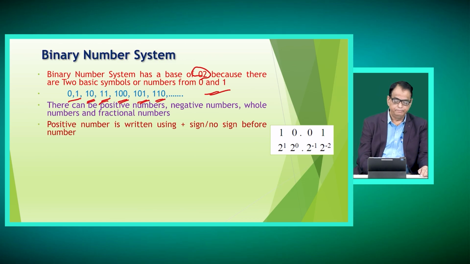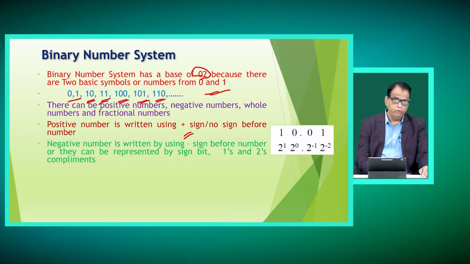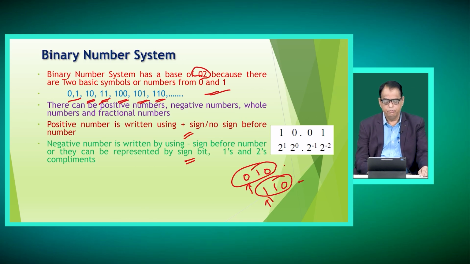Whenever we want to write a positive number, we can use a plus sign or no sign. Whenever we want to write a negative number, we can use a minus sign. It is also possible that a negative binary number can be represented by a sign bit. For example, if I write a binary number 10, and I want to indicate it is positive, I will write 0. If I want to indicate it is negative, then I will write 1. So this will indicate that this is a negative binary number and this is a positive binary number.